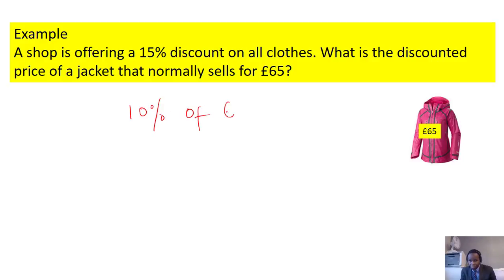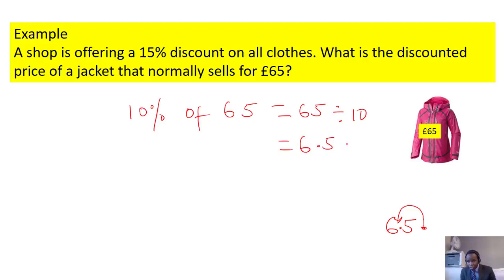10% of £65. Now remember, you're dividing 65 by 10. When you divide 65 by 10, remember that we normally have the decimal point hiding there in whole numbers. When you divide this number by 10, the decimal point is going to make a jump forward. So you're going to end up with 6.5. So 65 divided by 10 is 6.5.